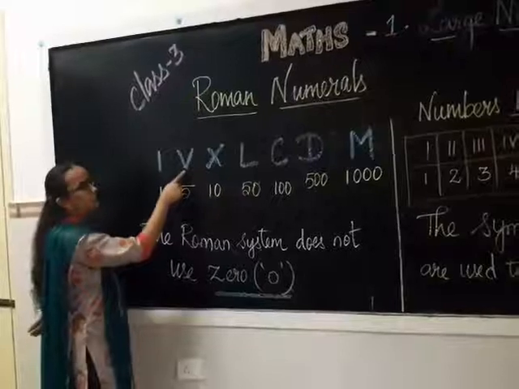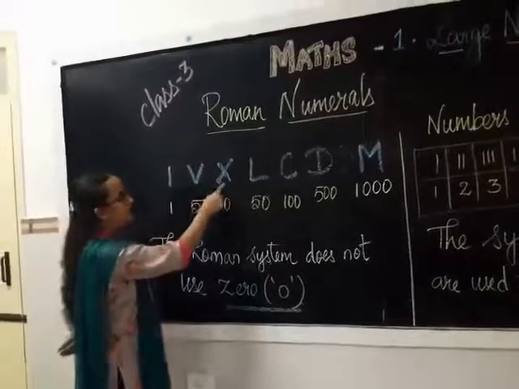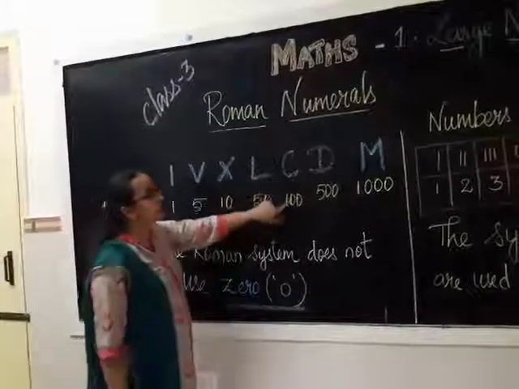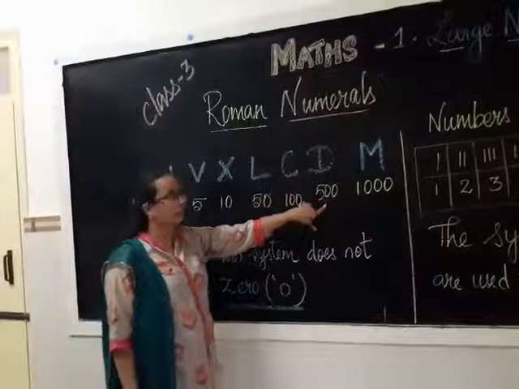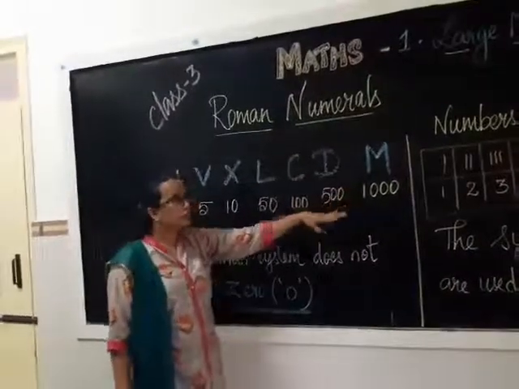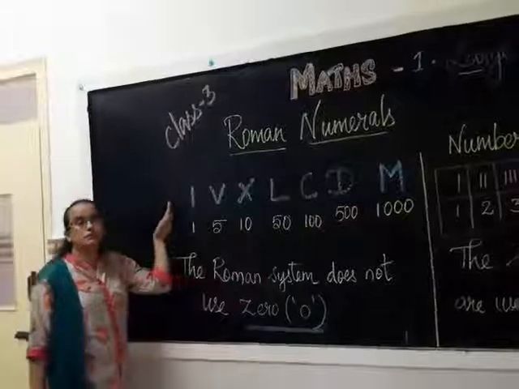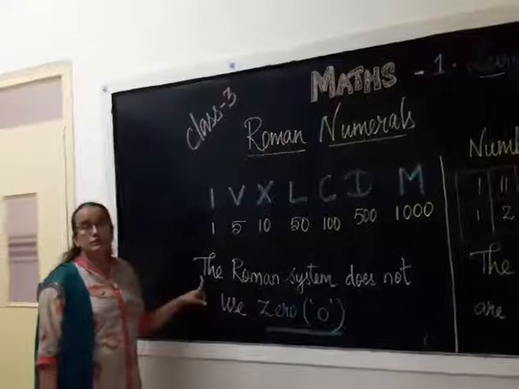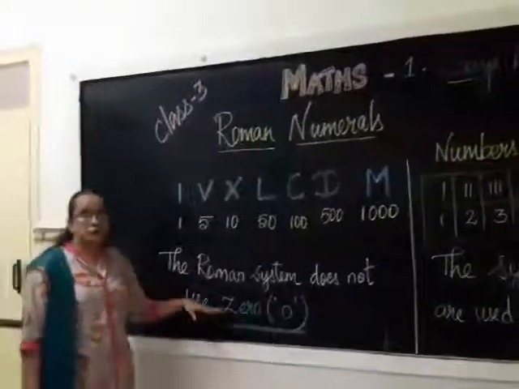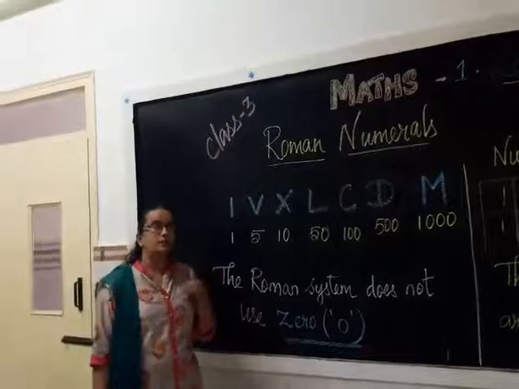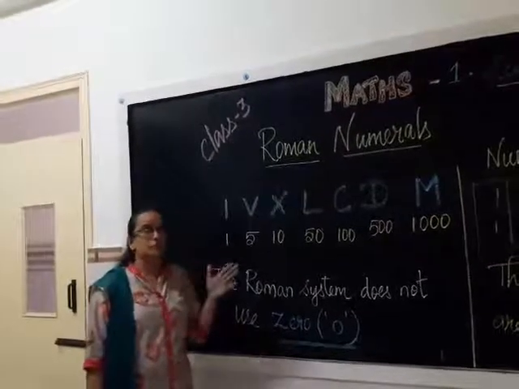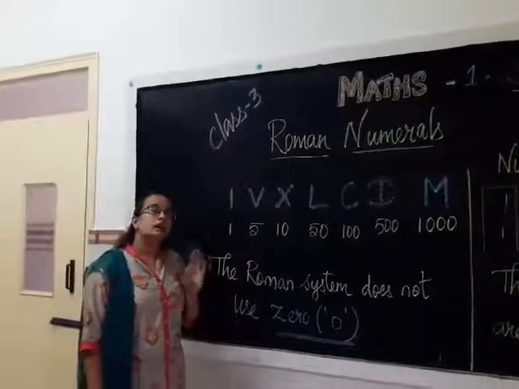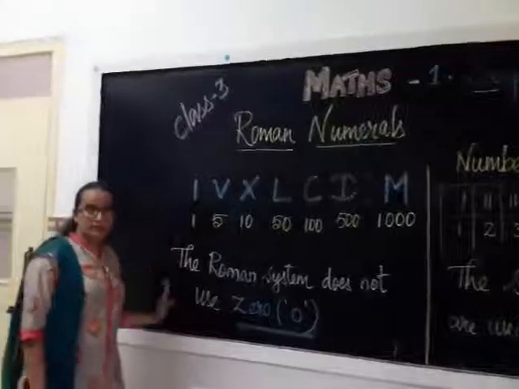V stands for 5. X stands for 10. L stands for 50. C stands for 100. D stands for 500. M for 1000. So these were the letters and the values used by the Romans. Okay, and this Roman system does not have a value for 0. We use 0 to write the numbers, right? The numbers from 0 to infinity, that is 0, 1, 2, 3, are called Hindu Arabic numbers. Okay, do you understand this part?